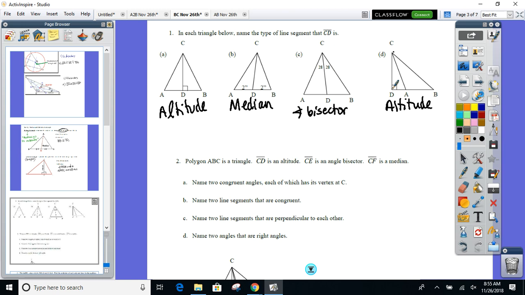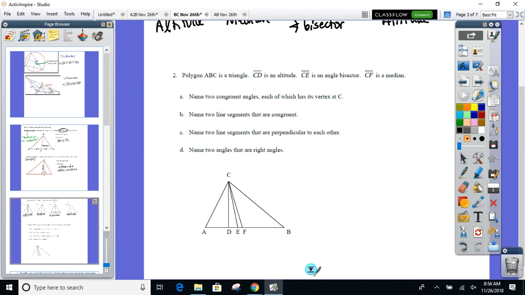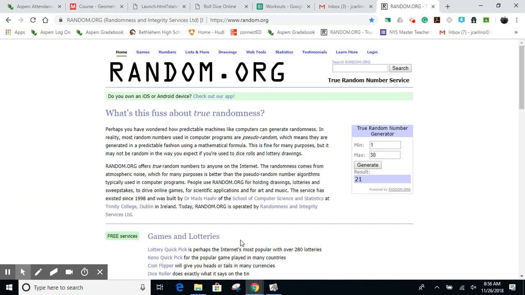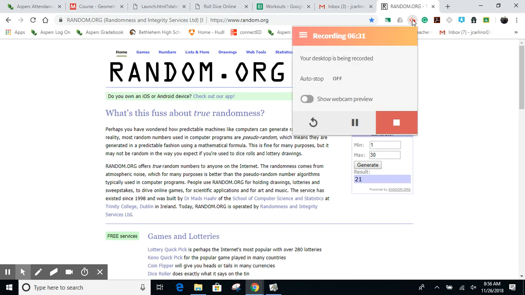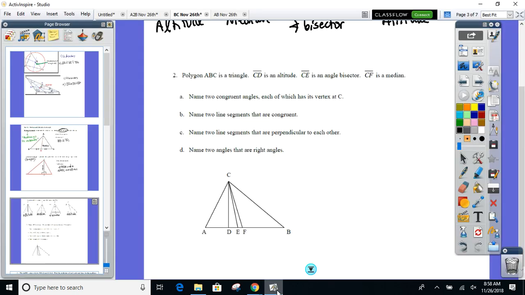Questions from you guys? Okay, in your group, you got about 2 minutes now to do number 2. First, read all the directions on top. I gave you a lot of information. Do this. Name 2 angles that are congruent, which have a vertex at C.